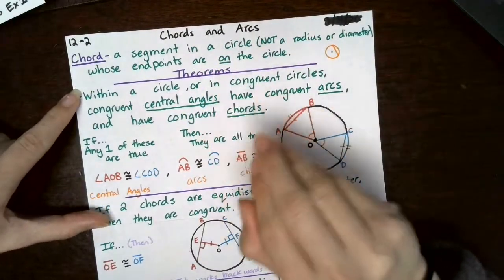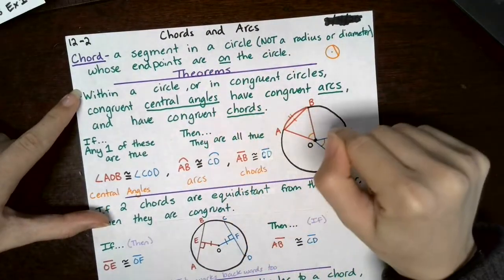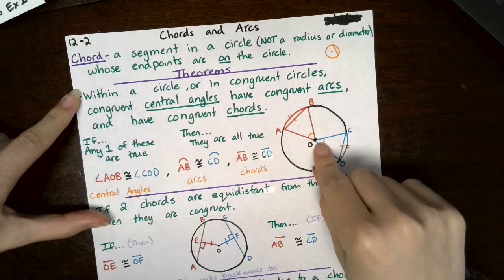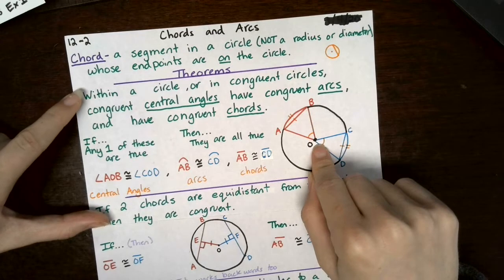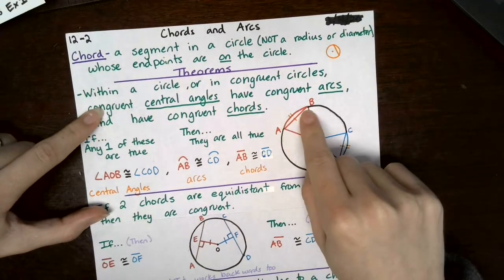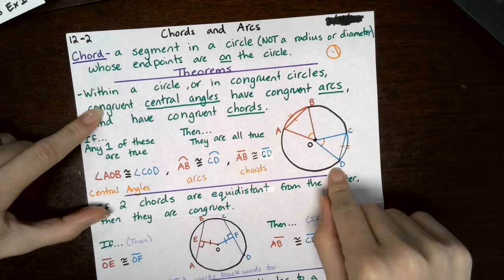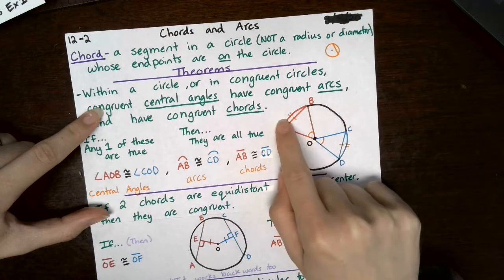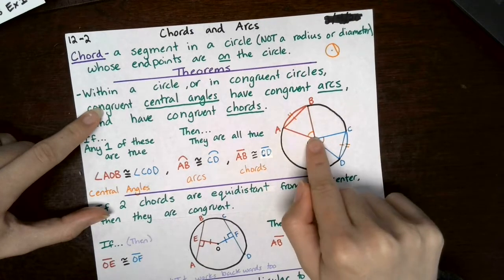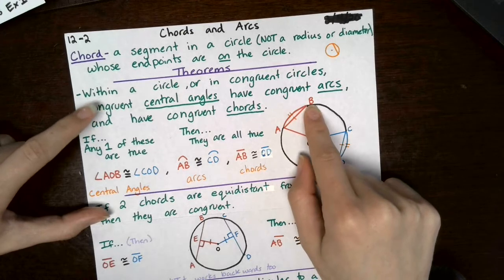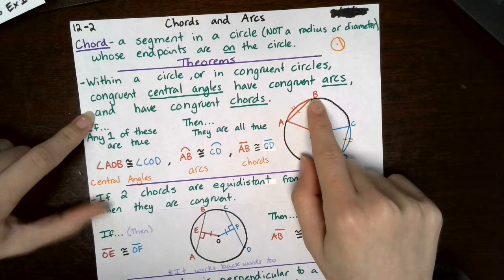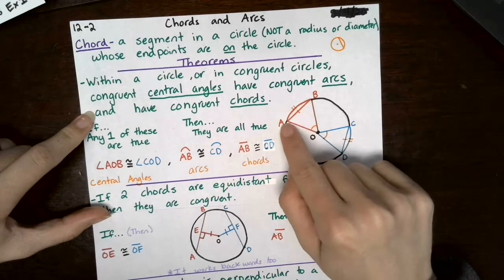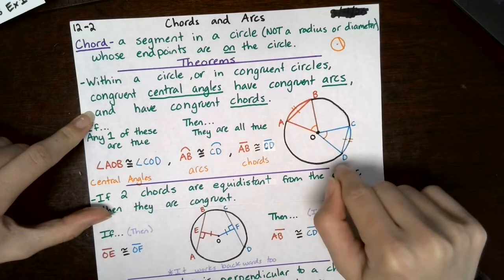So this first one, it's worded a little weird, but within a circle or congruent circles, congruent central angles, so that's angles that are based on the center, have congruent arcs, so that's arc AB and CD, which is pretty obvious. Remember, arc measure is based off of central angle, so if they have the same central angle, they're going to have the same arc measure. And then we're introducing kind of a new concept. They also have congruent chords. Okay, so the chord from A to B and the chord from C to D is congruent.